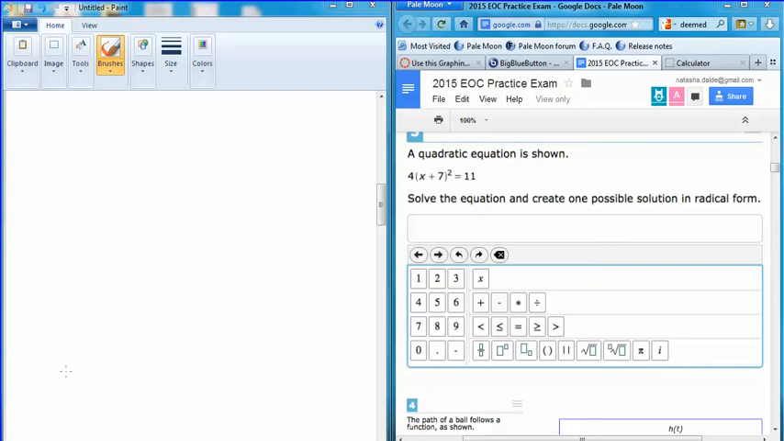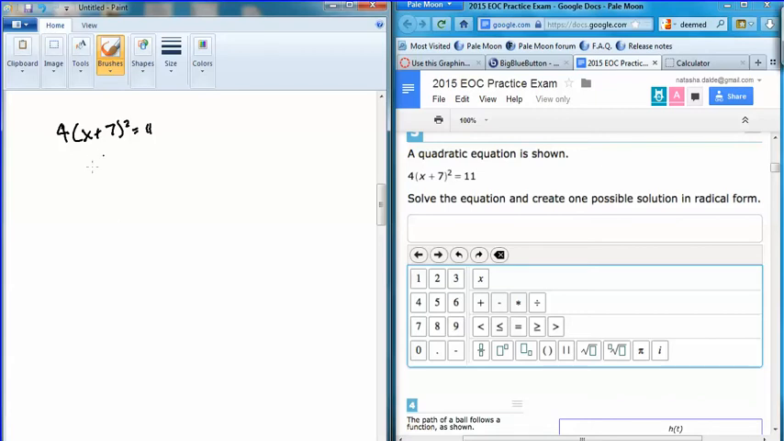Right, they're giving us a quadratic equation. It's 4x plus 7 squared equals 11. Now, you've got to make sure you read the instructions carefully. Do they want us to solve it? Do they want us to graph it? How do they want us to solve it? Do they want decimal numbers? Apparently they want us to solve the equation and create one possible solution in radical form.